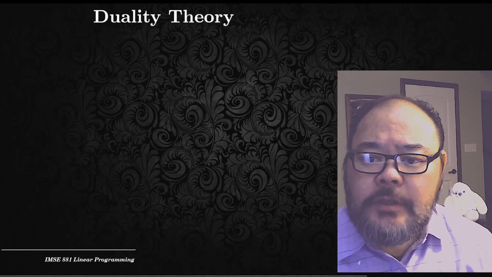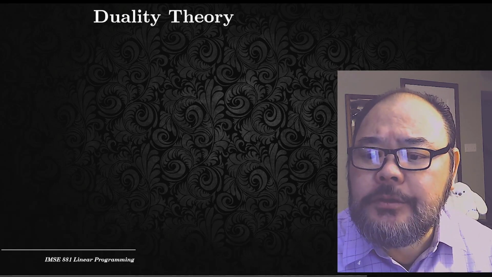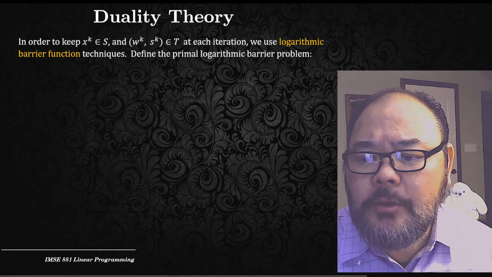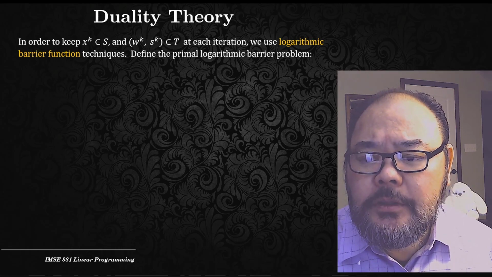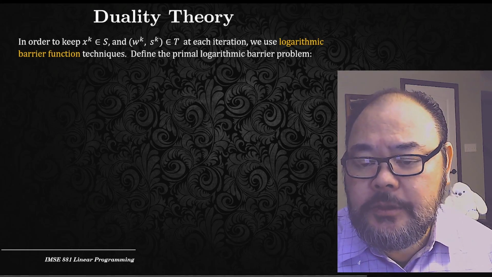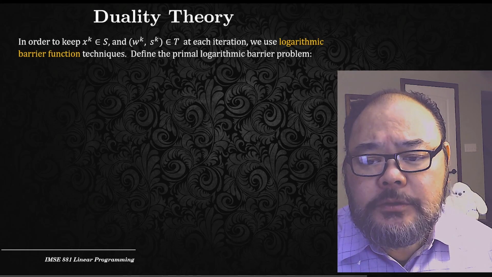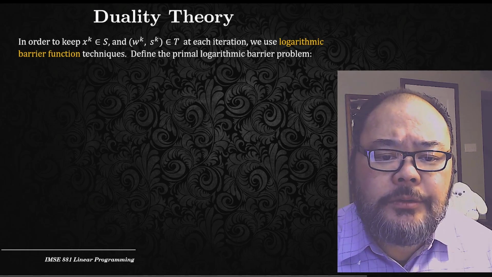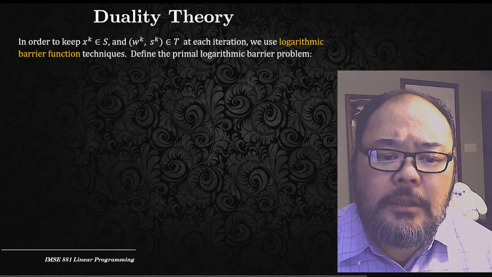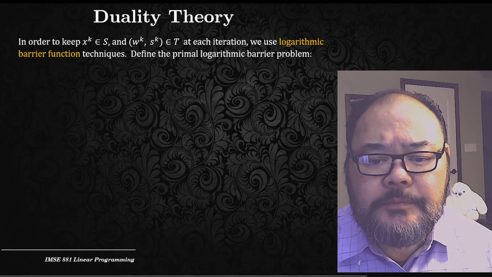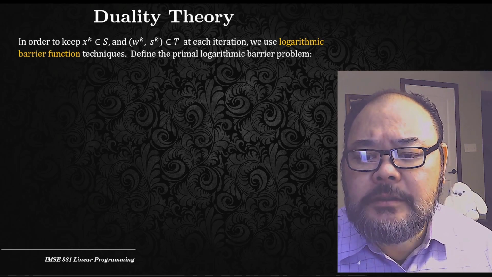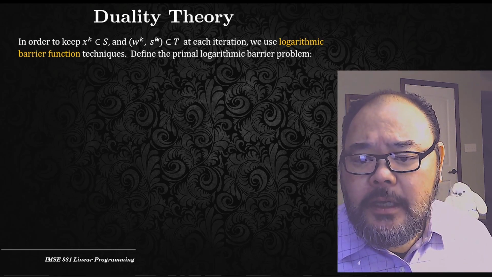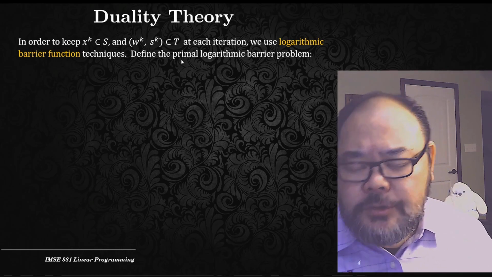Next, let's review some duality theory related information. In order to keep the current primal solution x^k within the relative interior of S, and the dual solution omega^k and s^k within T at each iteration, we're going to use a logarithm barrier function technique to keep x^k and s^k strictly positive.